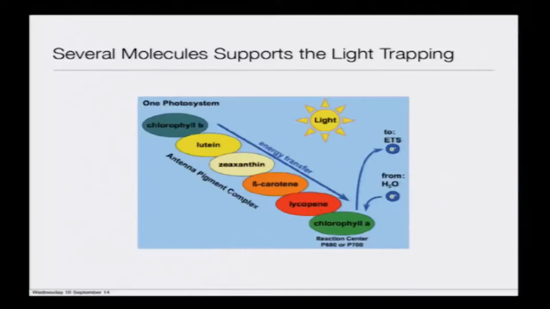And if you look at the center like this, there are several molecules that support the light trapping. Of course, you always talk about chlorophyll, chlorophyll A, chlorophyll B, but there you have lutein, you have zeaxanthin, you have beta carotene, you have lycopene. There is a series of antenna pigment complexes which help in funneling the electron to their specific site.